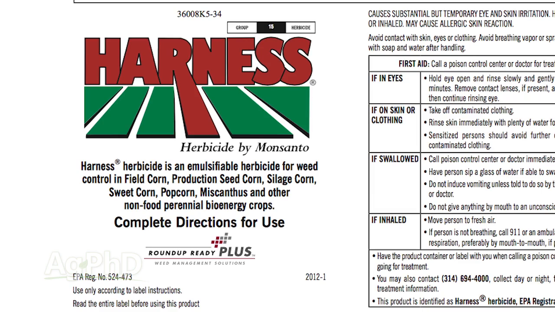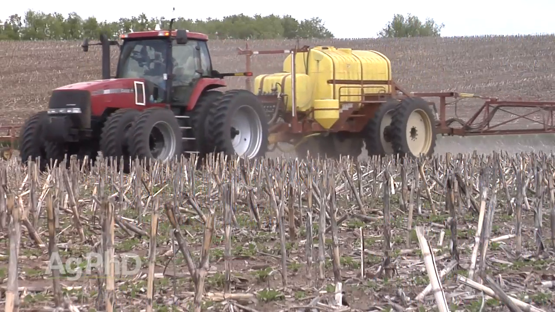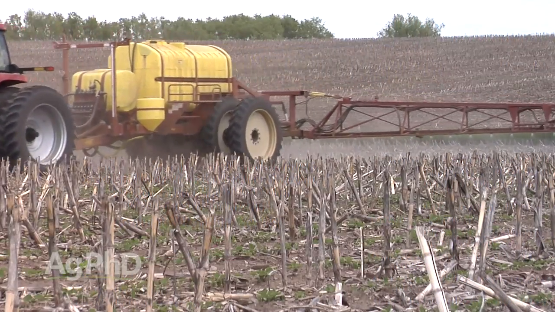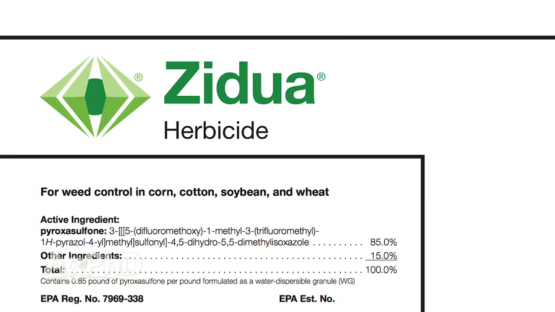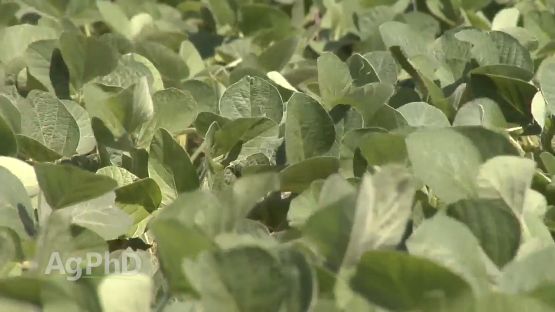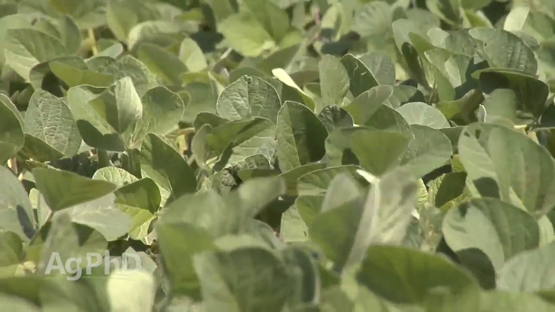So we talk about the group 15s a lot. Those would be the pre-emerge corn herbicides that now many of them can also be used early post-emerge in soybeans. Things like Harness, Surpass, Outlook, Dual, Warrant, Zidua, they all fall into that category. So the big thing is what farmers are really trying to do is use multiple modes of action or multiple groups every year on every different crop, and by doing that it dramatically reduces the chance for weed resistance, and it dramatically increases the chance that we as farmers are going to have better weed control.